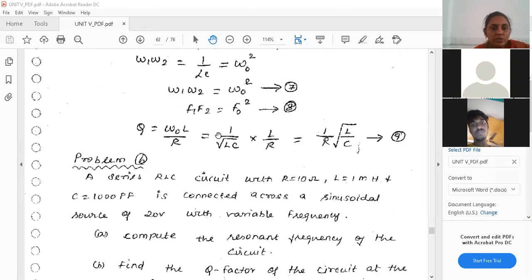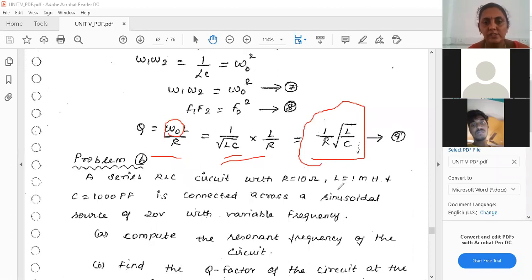Now the last one, Q. We have derived now Q is equal to omega naught L by R. Or this can be written, what is omega naught? Omega naught is equal to 1 by square root of LC, right, into L by R, or cancelling this, you can say Q is equal to 1 by R square root of L by C. This is again an important formula for your problems.